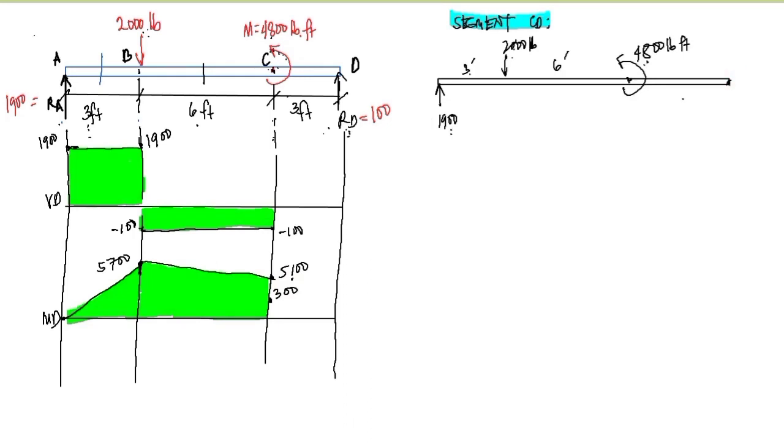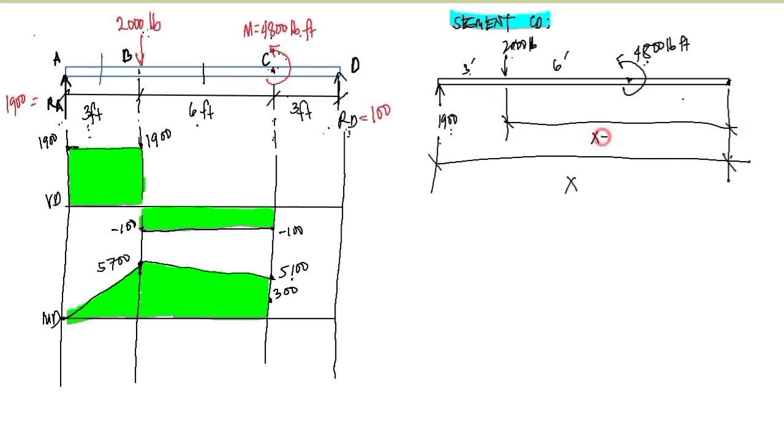So for the segment CD, nagta-tayo dito sa segment CD, and we have here the distance x. So kung x itong distance na to is just x minus 3 kasi this is 3 feet here. And of course, ma-expose natin yung shear natin dito and yung moment. Now, this limit here for the segment CD is from 9 up to 12. So for the shear, we have this 1,900 pounds here upwards, so that's positive, minus 2,000 pounds. And the shear here is negative 100. This is our equation for the shear of the segment CD.